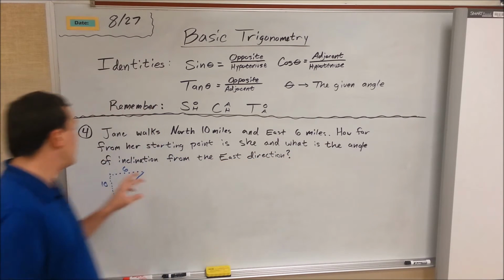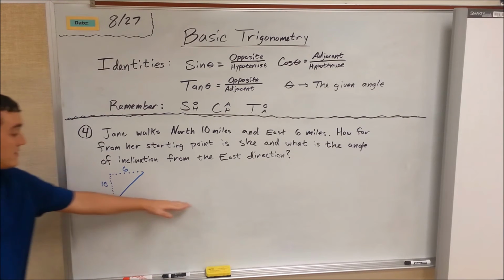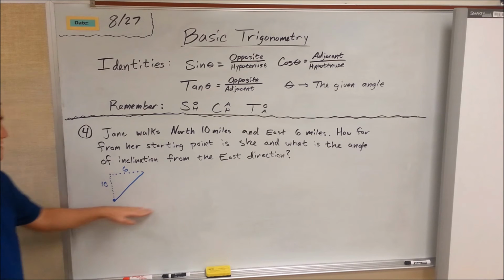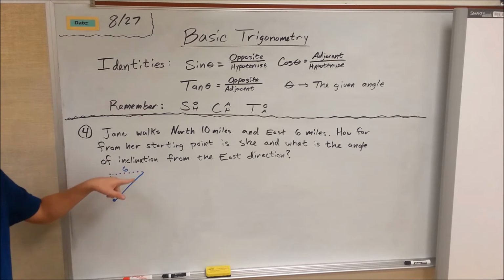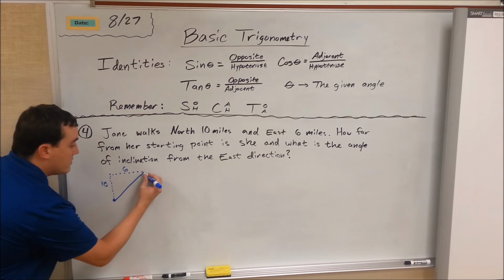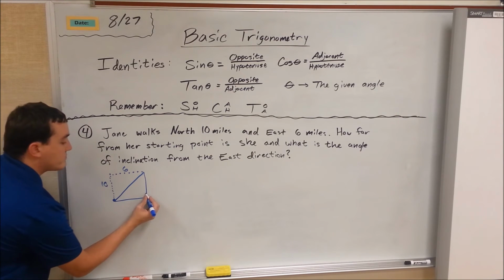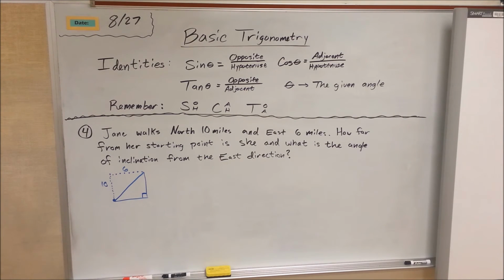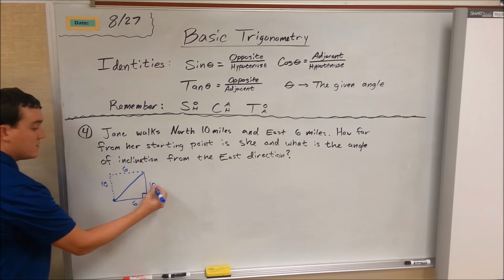And what is the angle of inclination from the east direction? Well, the east direction is this way. What is the angle of inclination from that? So we're looking at this triangle, actually. Not the original triangle that she walked, but kind of a projected one under it. So we can make that triangle from that. And we know the sides of this triangle are 6 and 10.